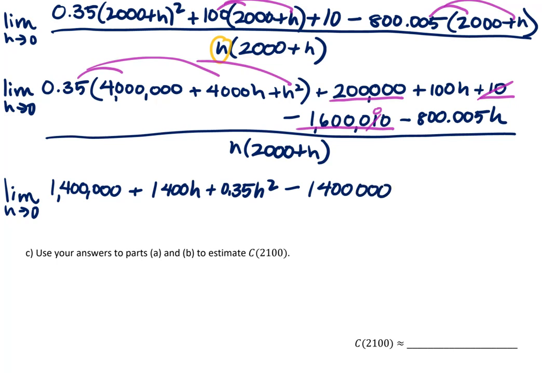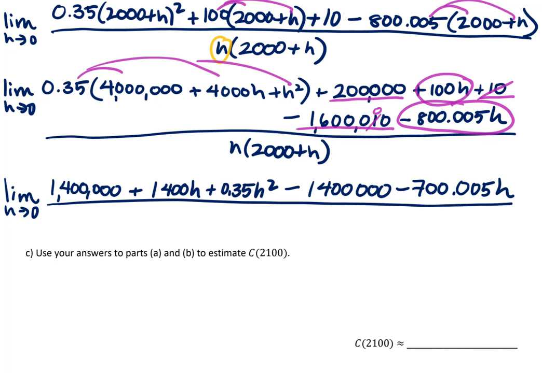That's actually quite promising. And then if we combine 100h minus 800.005h, we get negative 700.005h. It's improving a little bit. All over h times 2,000 plus h. We're very close. I'm going to just run out of room. I get to cross out the 1,400,000s. I can combine some h's.